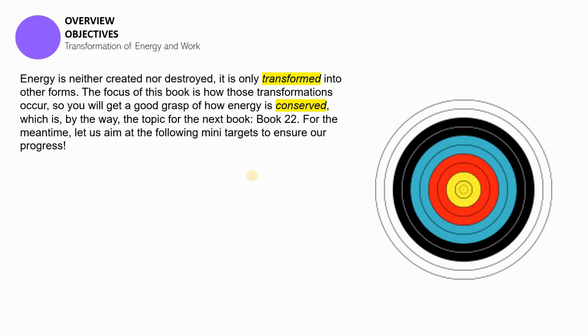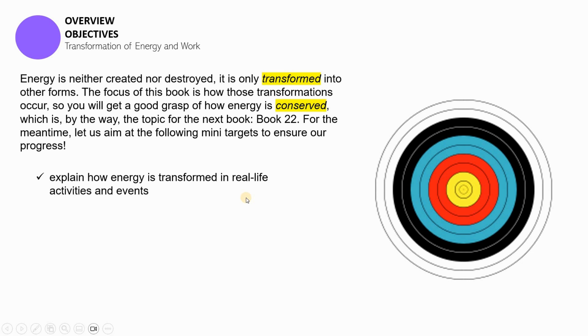First, we have to remember the following. Energy is neither created nor destroyed. Okay, so that is according to the law of conservation of energy. Now, what happens to energy is that it only gets transformed. The main focus of this book is how those transformations occur. So you will get a good grasp of how energy is conserved, which is, by the way, the topic for the next book, book number 22. For the meantime, these are the learning targets.